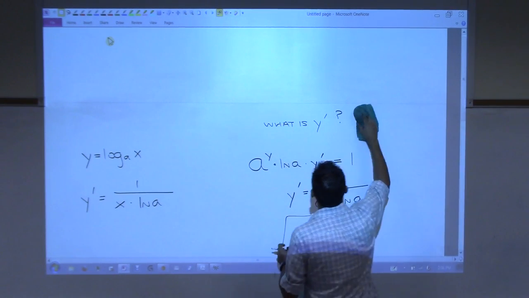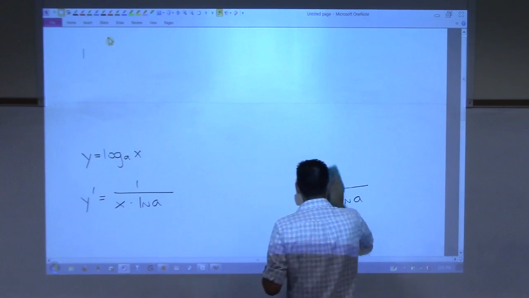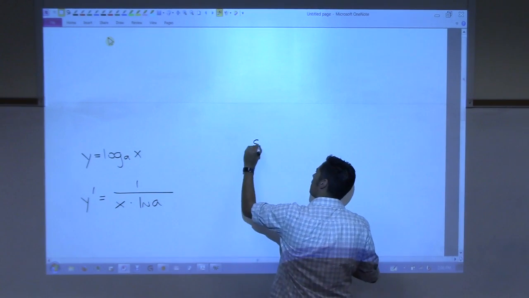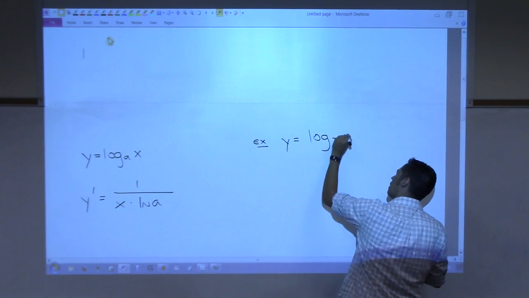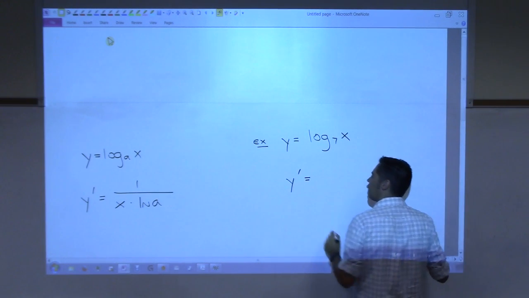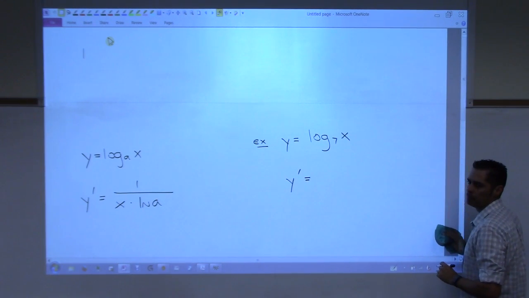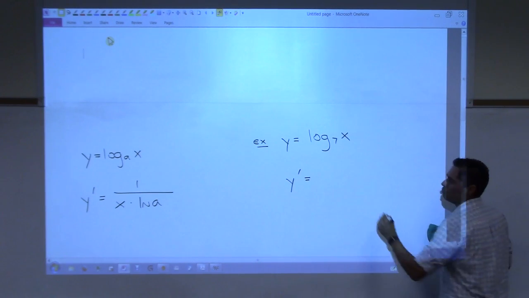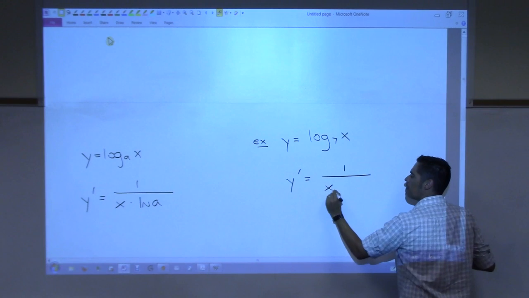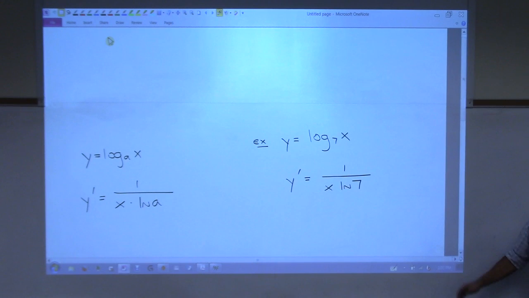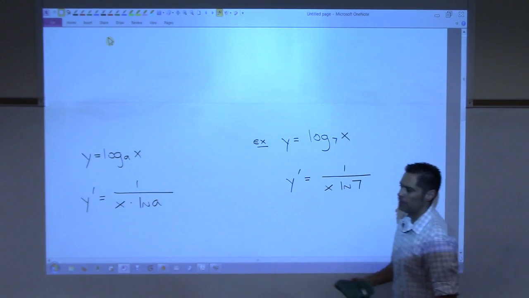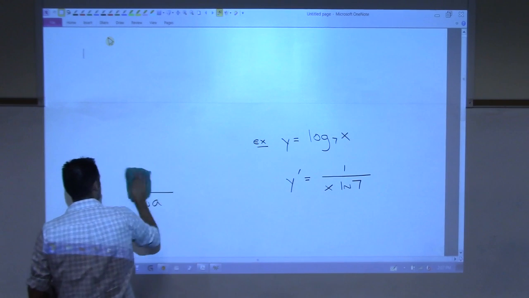Sure, okay. So let's try this as an example. If y is equal to log base 7 of x, what's y prime? So 1 over x natural log 7. That's it. That seems straightforward? Okay. Let me tweak it just a little bit. Turn the screws just a little bit.